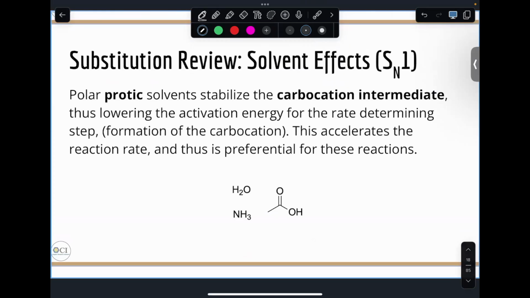And for these, we use polar protic solvents, as I've explained earlier. When you form that carbocation, these polar protic solvents can stabilize that carbocation. Remember, a more stable carbocation for SN1 will result in a faster reaction. Does that make sense? Okay.